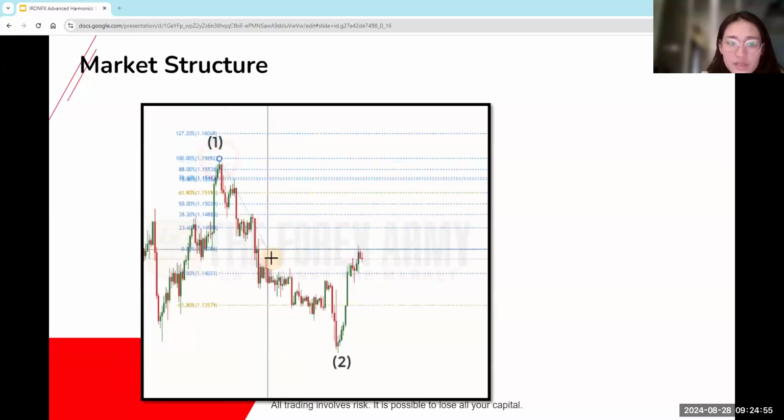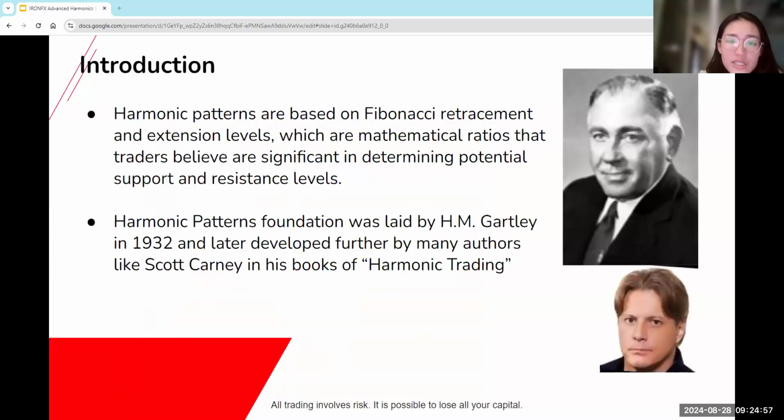Okay, we saw this earlier. So let's get into our brief intro to harmonics. Harmonic patterns are a pretty popular trading strategy since it involves technical analysis and it identifies potential price reversal points in financial markets. These patterns are based on Fibonacci retracement and extension levels, which is why we went through them before going through some of these patterns.